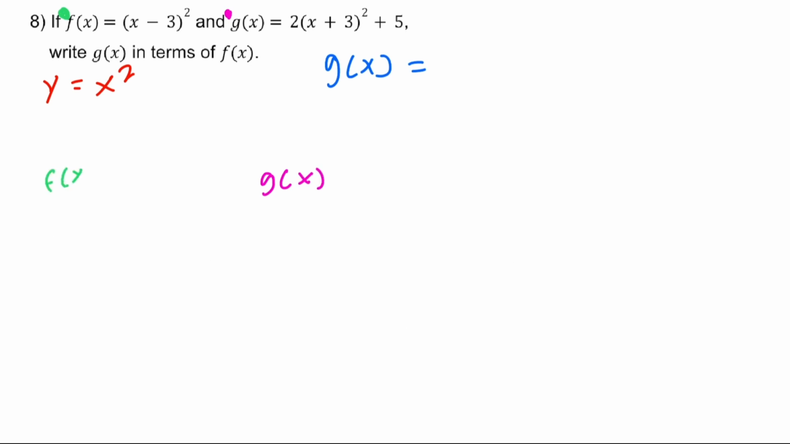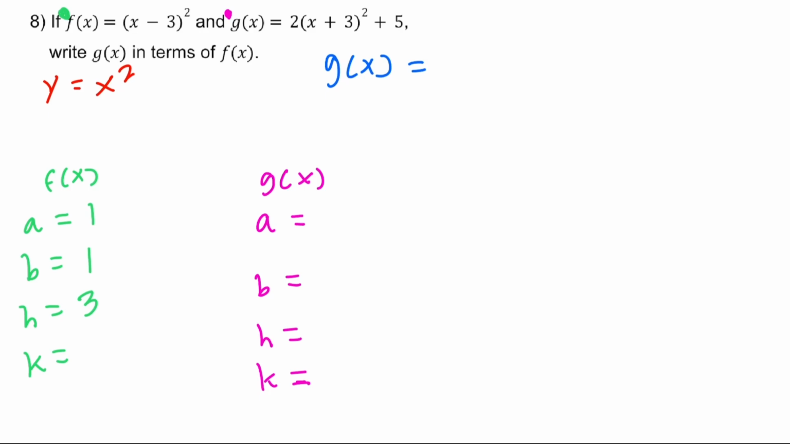I want you to try this on your own. Pause the video, identify your a, b, h, and k values for f and g. Try that on your own and see what you get. Our a value of f of x is 1. Our b value is also 1. H is 3. Remember, x is a mean liar. And then k is going to be 0. For g of x, we could say that a is 2. There's no reflection across the y-axis, so b is 1. H is going to be -3, and k is going to be +5.